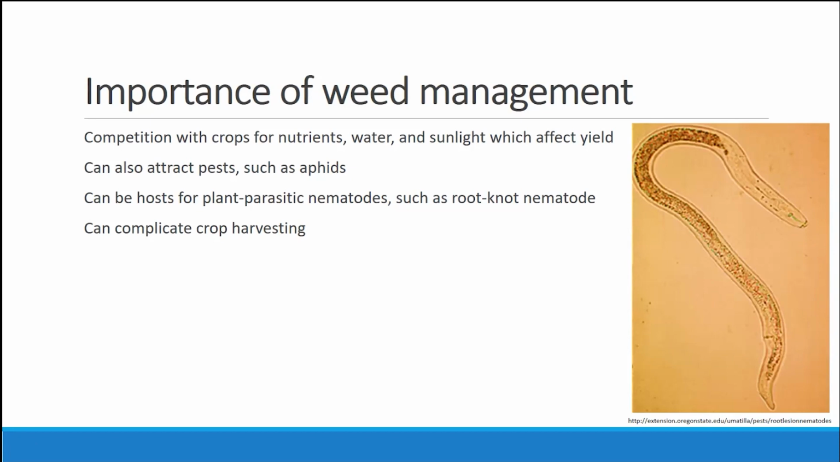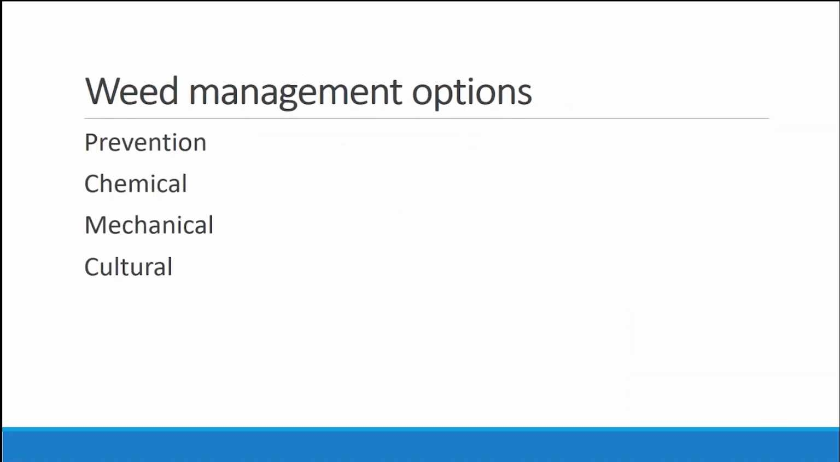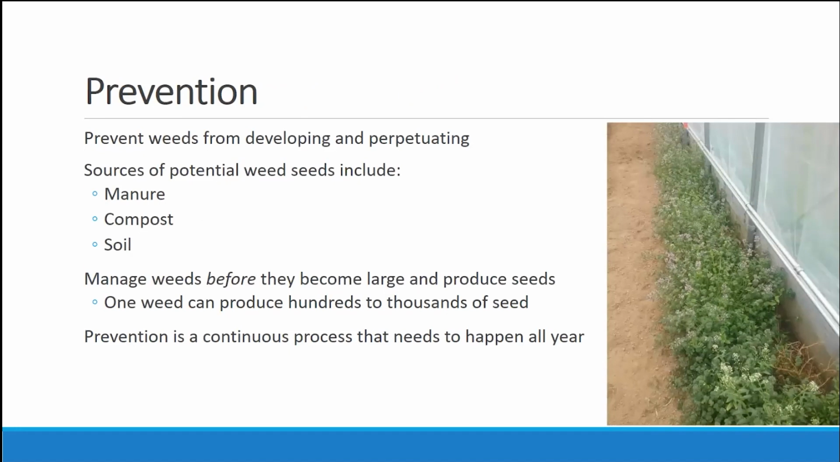So if there's a bunch of weeds surrounding your plants, right, your fruit may be dirtier than necessary. It may be harder to get in there and harvest your tomatoes, harvest your lettuce, right? They can just slow you down and be an impediment. So we've broken this up into categories. Your weed management options are really prevention, chemical, mechanical, and cultural. So prevention, right? Really, we're thinking about preventing weeds from developing and perpetuating.